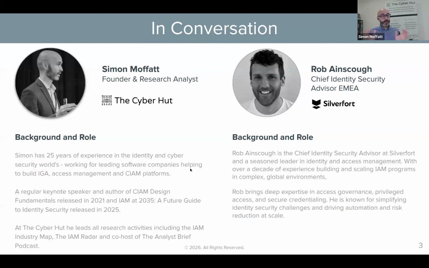But a couple of introductions before I start. My name is Simon Moffatt, founder and research analyst at the Cyber Hut, a global industry analyst and advisory firm. We track a whole host of different vendors across the identity security space. Identity security has become such a critical enabler over the last 5 or 6 years to protect organizations, but also help generate revenue, and help with collaboration and sharing. It's been really fascinating to look at areas like PAM and how they have evolved continually over the past decade or so. And I'm joined by Rob Ainscough, Chief Identity Security Advisor from Silverfort. Rob, thanks for taking some time out to chat with me today.